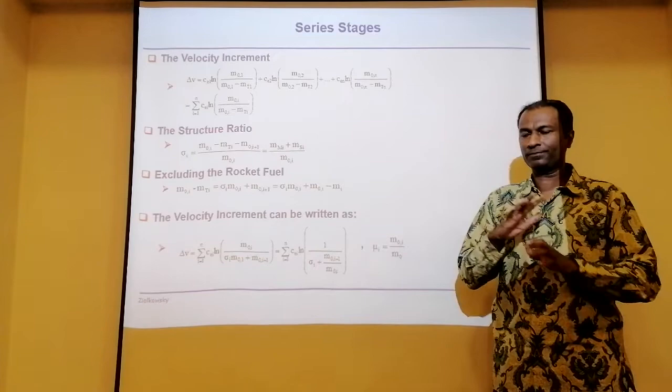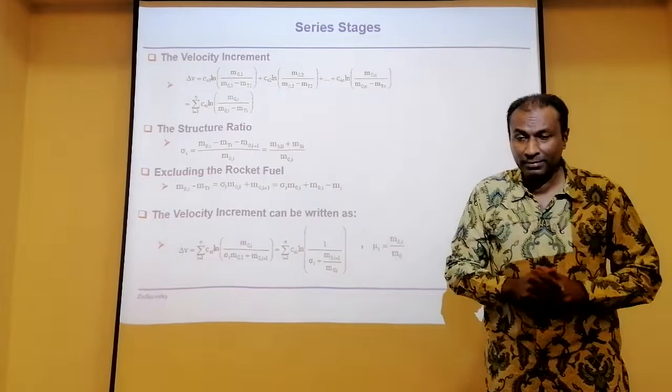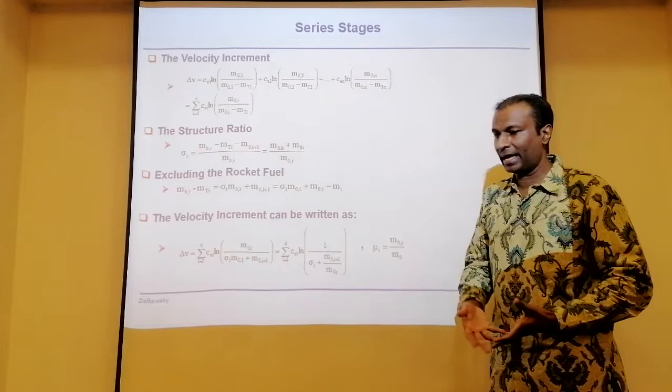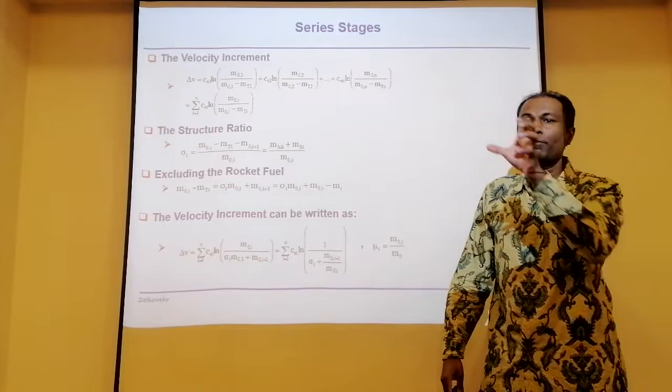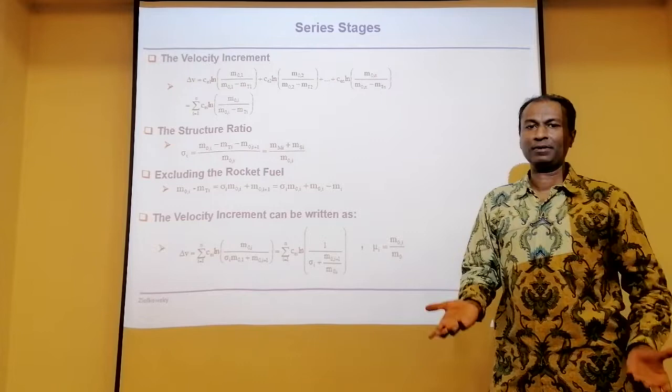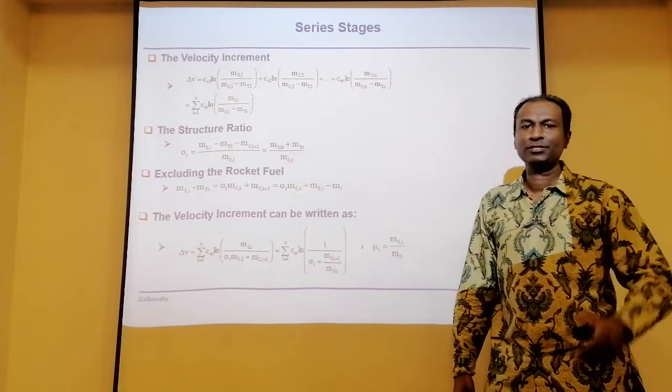Now remember always, very clearly, that the start mass and end mass for each and every stage can be different. Likewise, the effective exit velocity can also be different. They can come with different performance in terms of the engine. Different engine, same technology, but the engine performance can be different. That means c_e might not be the same in stage 1, stage 2, stage 3. It depends on the engine that we put in.